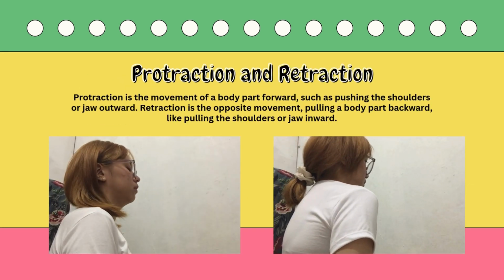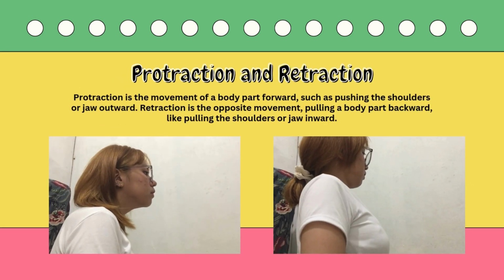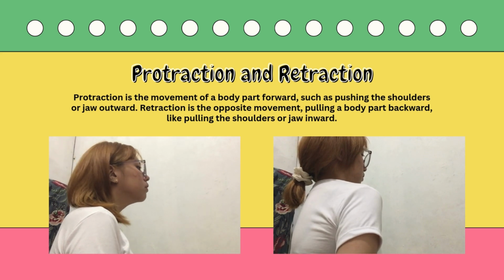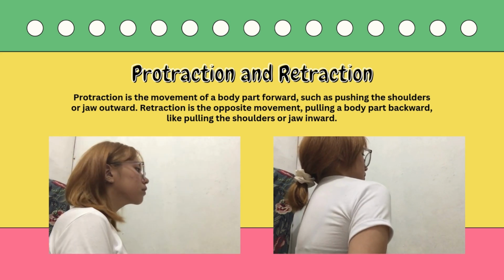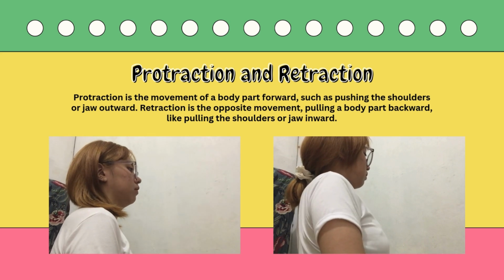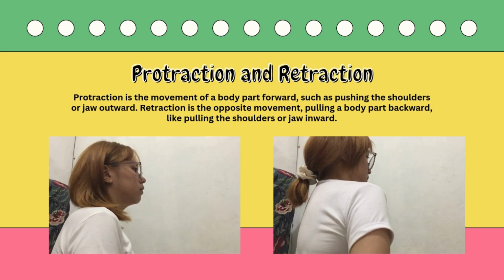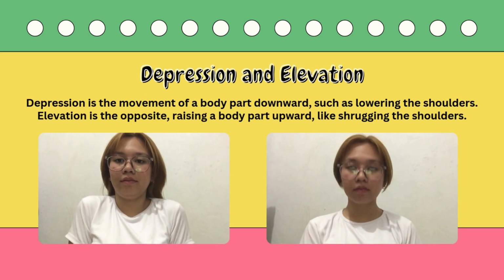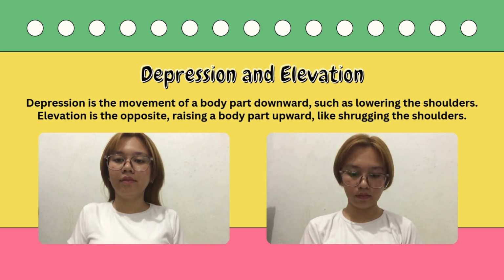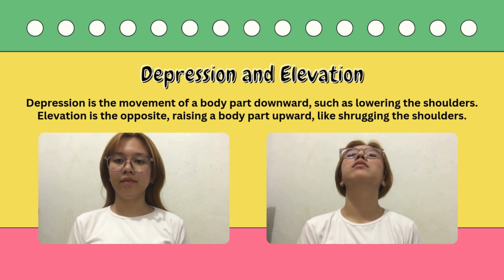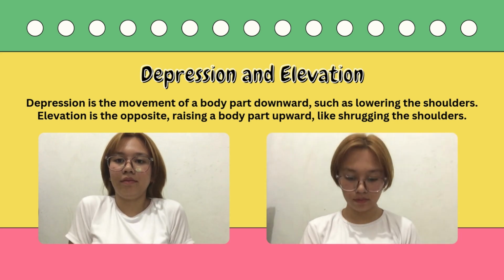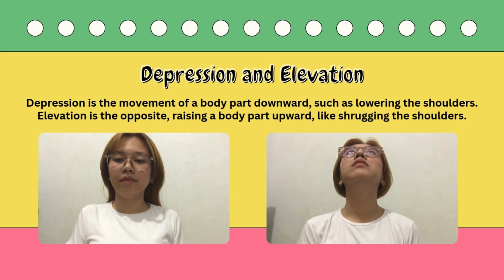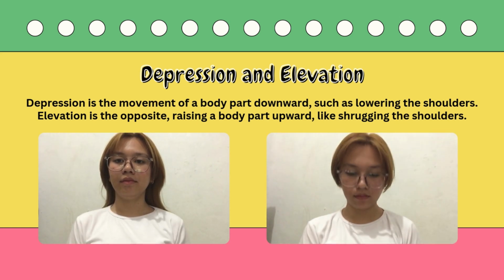Protraction and retraction. Protraction is the movement of a body part forward, such as pushing the shoulders or jaw outward. Retraction is the opposite movement, pulling a body part backward, like pulling the shoulders or jaw inward. Depression and elevation. Depression is the movement of a body part downward, such as lowering the shoulders. Elevation is the opposite, raising a body part upward, like shrugging the shoulders.